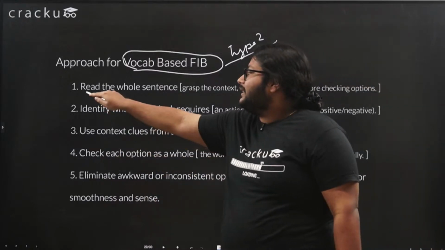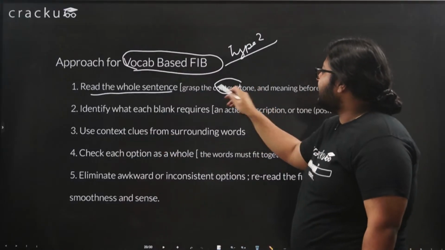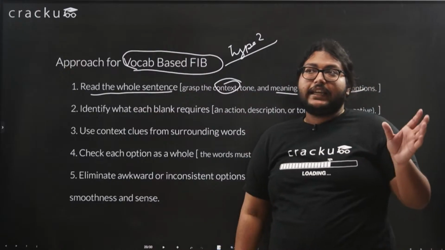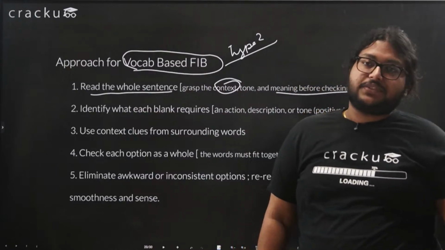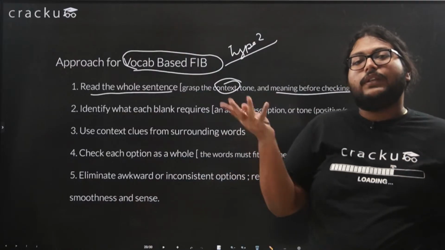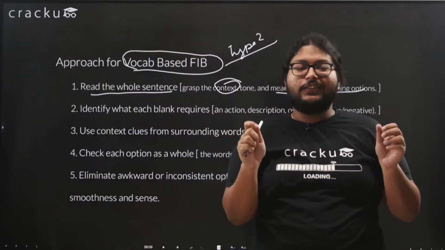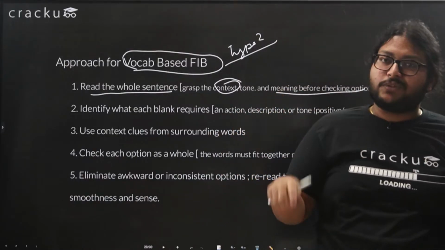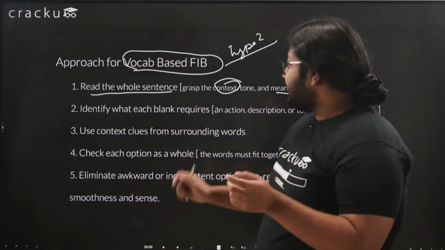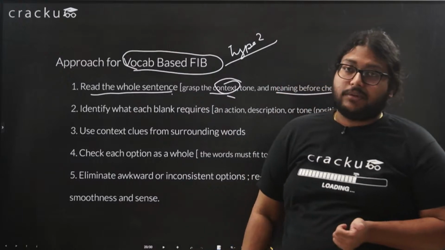First thing, we are to read the whole sentence. Read the sentence, understand the context and the meaning before checking the options. Just don't get into the options first, because if you directly jump into the options, all of them will make somewhat sense, because the paper setter is smart. He will not put something very out of the scope. So all of them will make sense.